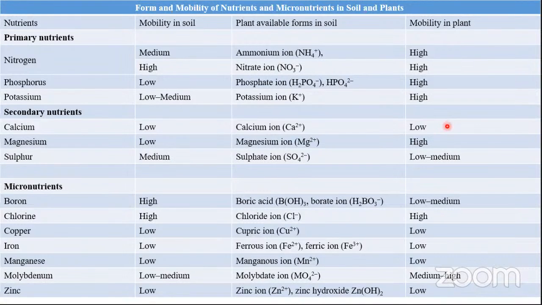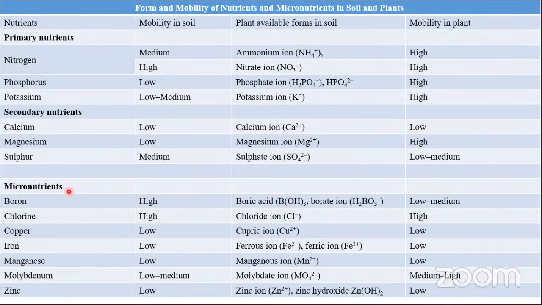In plants, calcium mobility is very low. Magnesium mobility is high. Whereas coming to sulfur, in soil the movement is medium, and in the plant it is low to medium. Students, please remember this: medium, high, low, medium. This is very important. You will definitely get some questions in your final examination.